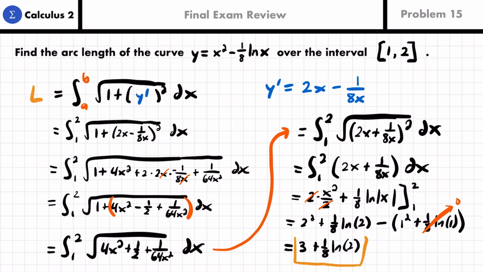3 plus 1/8 times the natural log of 2 is the arc length of this curve over the interval from 1 to 2. And if you put this into a calculator, you will find that it's approximately equal to 3.0866 and some more decimals. Okay, so that gives you an idea of the size of that arc length, but generally you want to give the exact answer as your final answer. And so with that, this was the last review problem for this video here on YouTube.